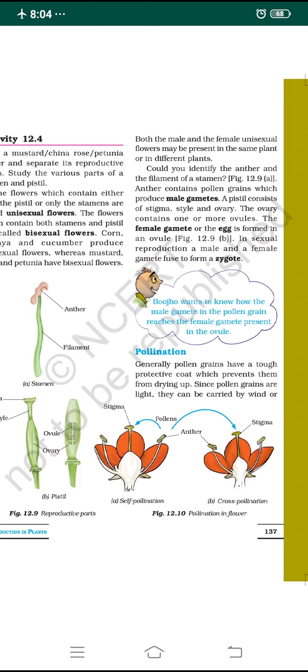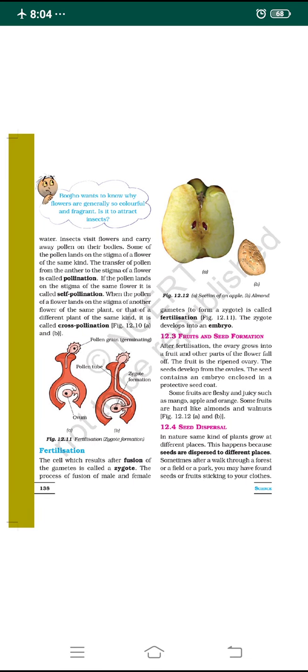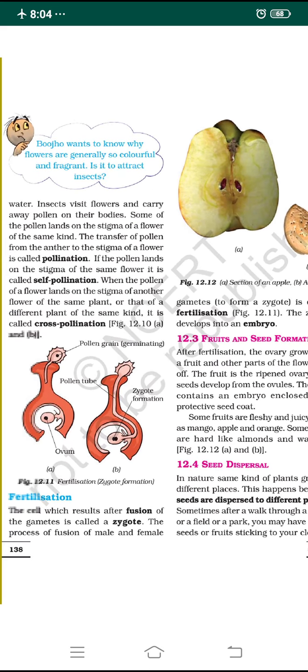Since the pollen grains are very light in weight, they can be carried by the wind or water over a long distance. Even many insects visit the flowers and carry away these pollen grains on their bodies. You might have observed that when an insect or a fly comes and sits on a flower, pollen grains get attached to its legs or body. Hence they carry those pollen grains away by attaching them to their bodies.